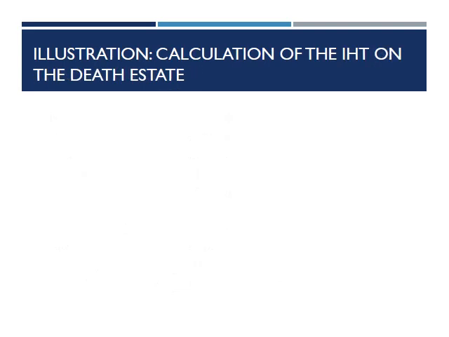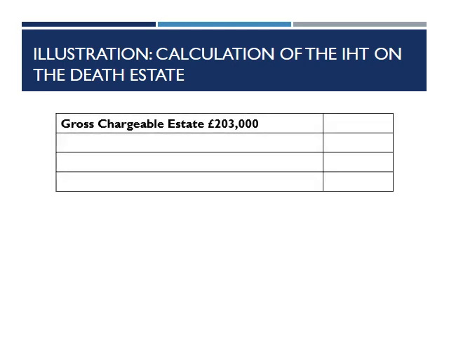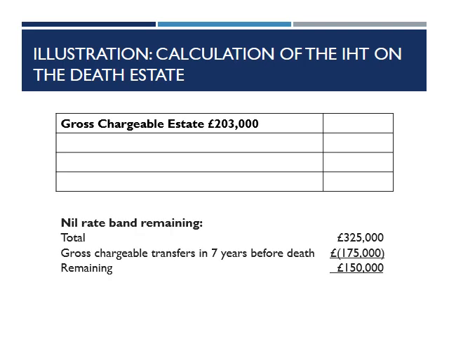So let's now calculate the inheritance tax on the death estate. We have a gross chargeable estate of £203,000. What we'll do first is work out how much of the nil rate band is left unused. The nil rate band, of course, is £325,000, and we're told in the scenario that gross chargeable transfers in the 7 years up to the date of death were £175,000. That leaves £150,000 left that will be used against the death estate.